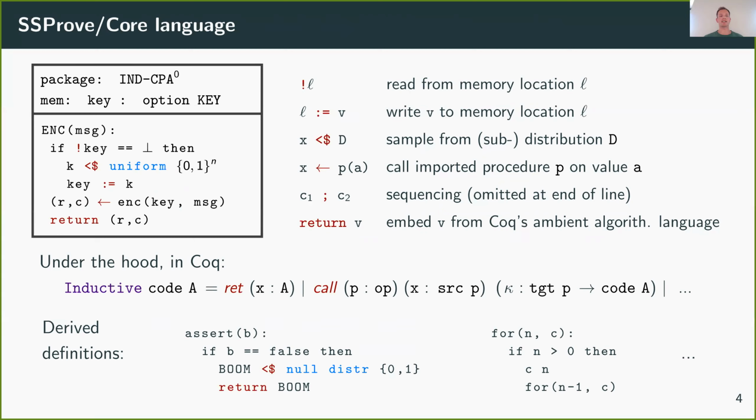For example, we can add an assert operator. If its argument evaluates to false, it samples from the null distribution that assigns probability mass 0 to its entire sample space. This corresponds intuitively to an abortion of the program, an operation that will never return a value. Another example comes from for loops, which can simply be defined by structural recursion.